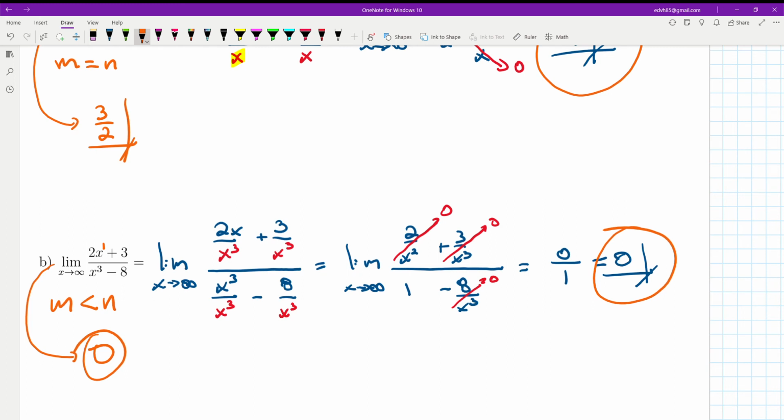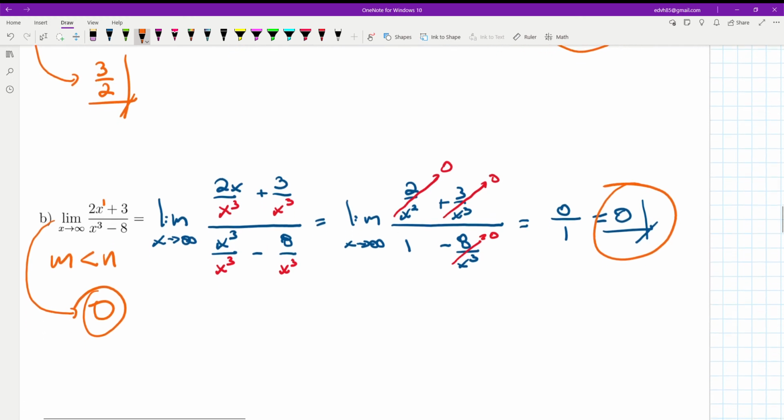Well, look at the degree of the denominator. The degree of the denominator is bigger. That means that the infinity in the denominator is way bigger than the one in the numerator. So you are still dividing by a larger number in the denominator. So when you divide by a larger number in the denominator, you are still going to get 0.